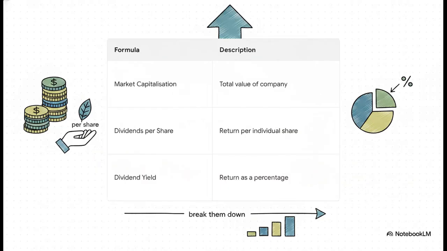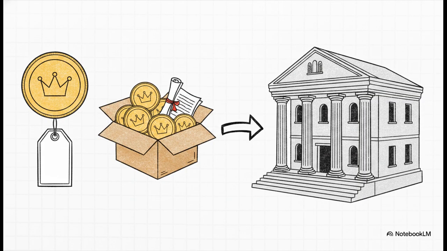There are 3 formulas that represent the absolute core of financial valuation for a PLC, and you must be able to confidently calculate, interpret, and analyze all of them: market capitalization, dividends per share, and dividend yield. Let's break them down. Let's dive into market capitalization first.